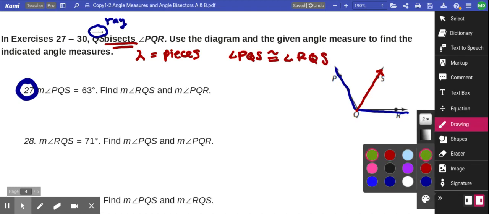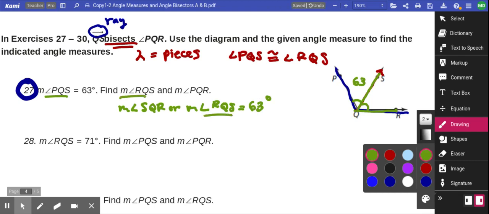Let's take a look. If we know that angle PQS is 63, and QS is an angle bisector, that means the measure of angle SQR, or we can go the other way, RQS, is equal to 63 degrees. And that's one piece we were looking for. The measure of angle RQS is equal to 63 degrees.